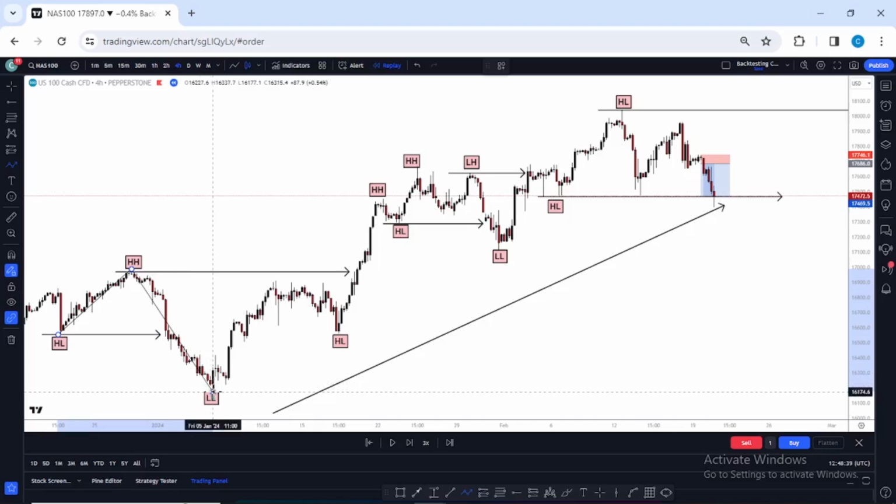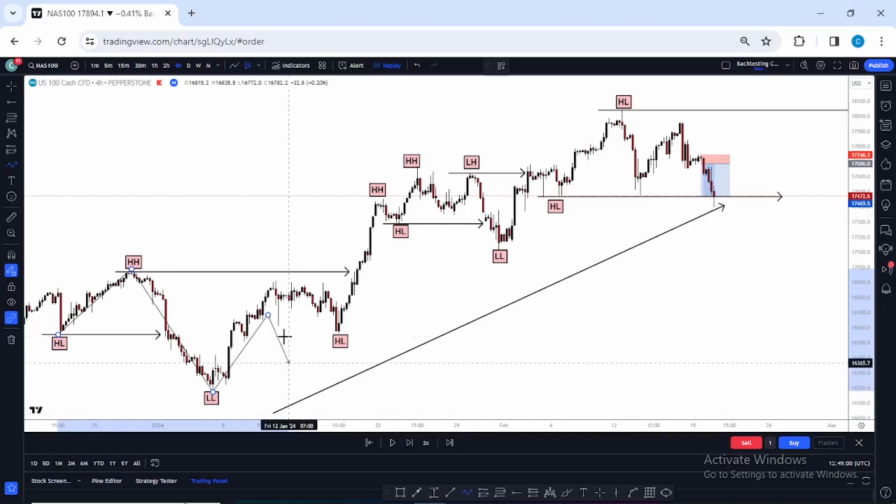So after this lower low was created, what were we expecting price to do? We are expecting price to retrace back a little bit, create a new lower high, and continue back down to create a lower low. So now at this point, you can say that there's a shift in market structure from bullish to bearish.